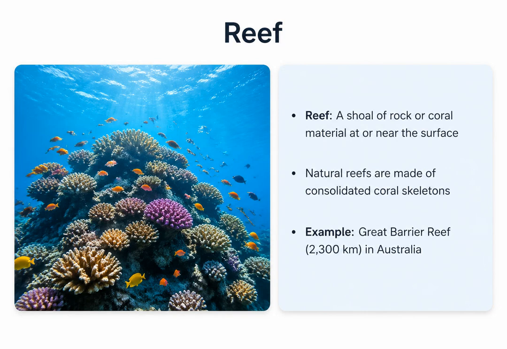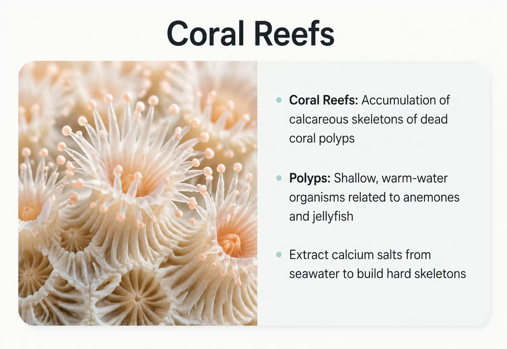A reef is a type of shoal, but instead of loose sand, it is composed of solid rock or coral material near the ocean surface. Natural reefs are incredible biological structures built from the consolidated skeletons of corals. The most famous example is the Great Barrier Reef in Australia, stretching an astonishing 2,300 kilometers. Let's delve deeper into how these coral reefs form.